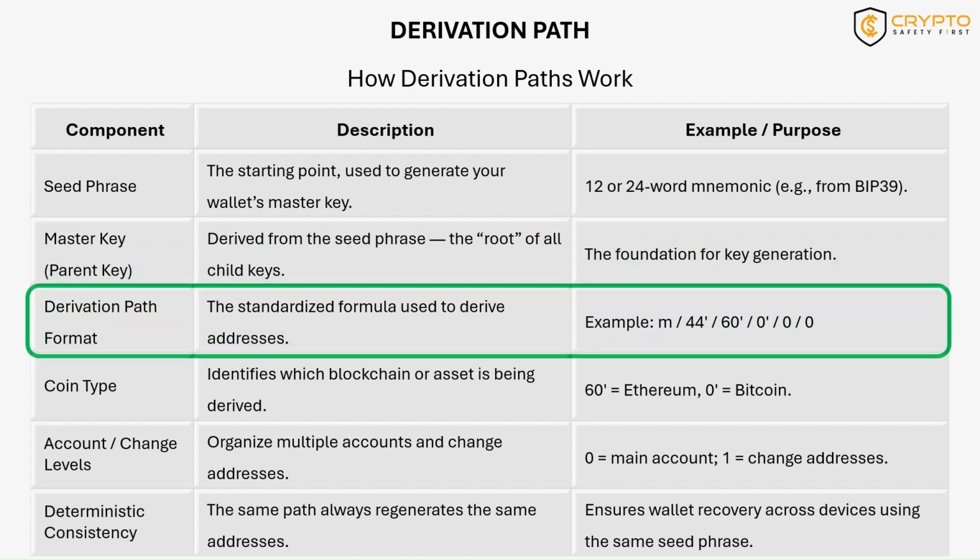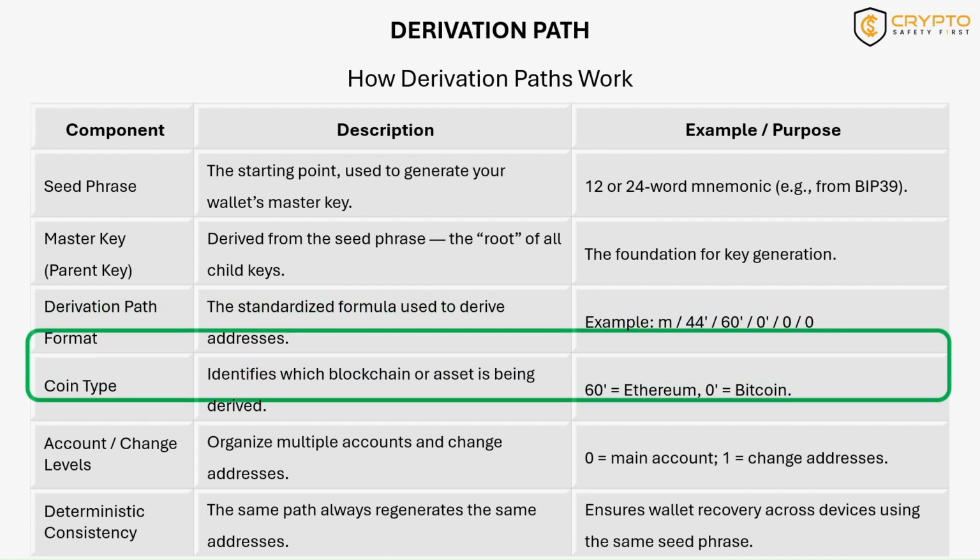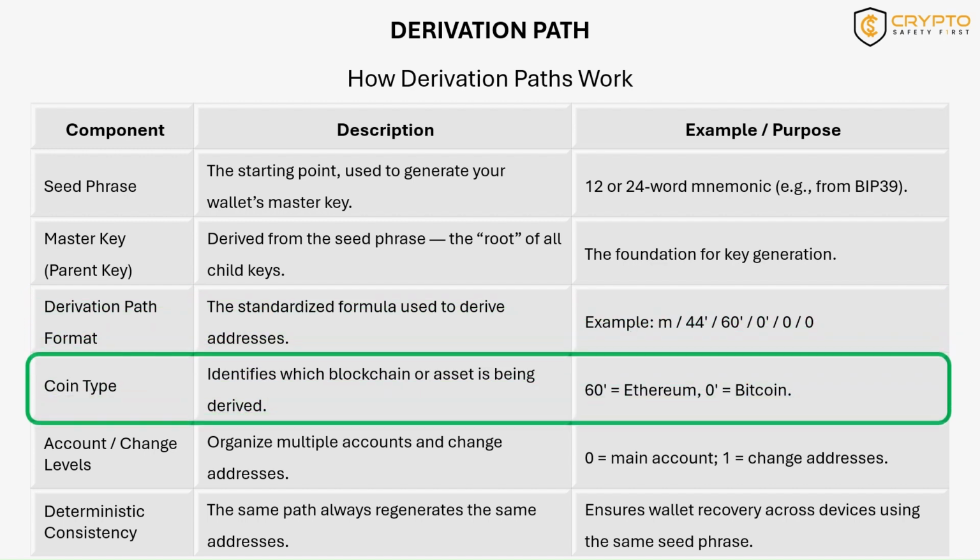Third, the derivation path format. It follows a standardized pattern, a kind of formula that tells your wallet exactly how to generate addresses. Each number and symbol in that path defines where your wallet looks when creating new keys. Fourth, the coin type. This tells your wallet which blockchain to use, for example, Ethereum or Bitcoin. It's one of the most important parts for restoring wallets correctly across different platforms.